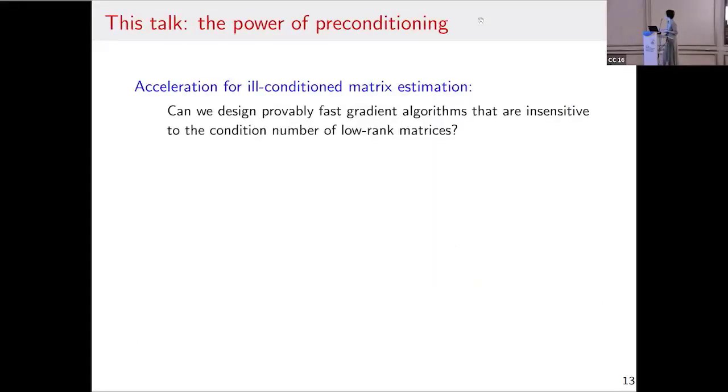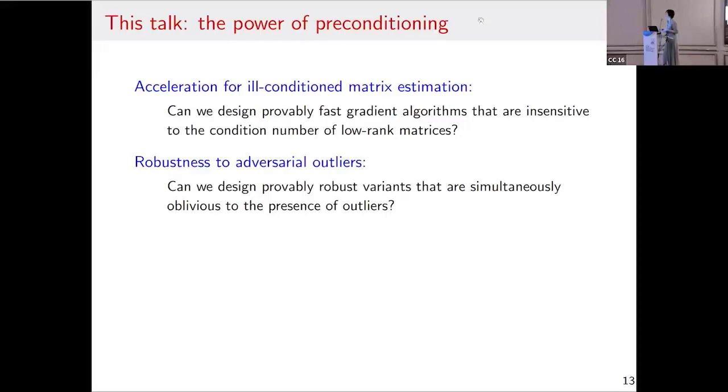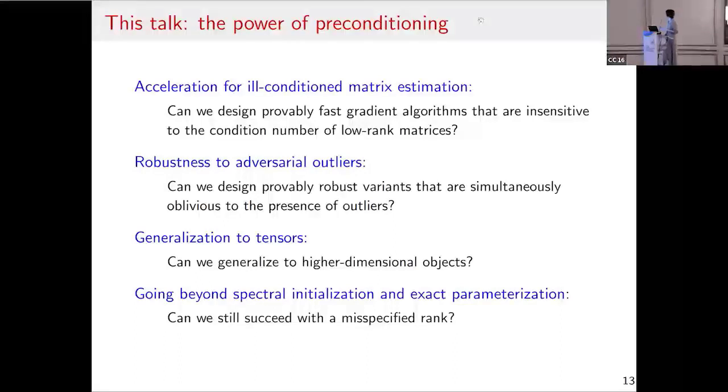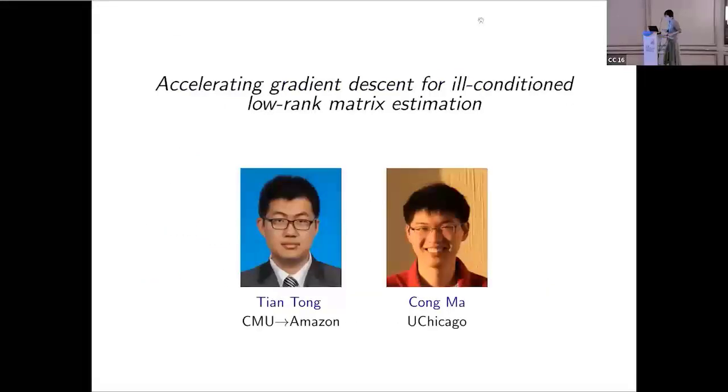And in this talk, we'll be examining this question in several aspects. We'll start with the matrix estimation problem and give you a provable design that is insensitive to the condition number. And once we have an answer for that basic question, we'll try to generalize our analysis by looking at whether we can extend the idea to develop algorithms that are also robust when the measurements can potentially be contaminated by adversarial outliers. We then want to extend to higher dimensional objects such as tensors and see whether this kind of idea can be applicable there as well. Finally, we'll try to go beyond this paradigm of having a spectral initialization and exact parameterization and try to understand, can we still succeed when the rank is potentially misspecified? So that's our agenda. And with that in place, let me start with the first part.